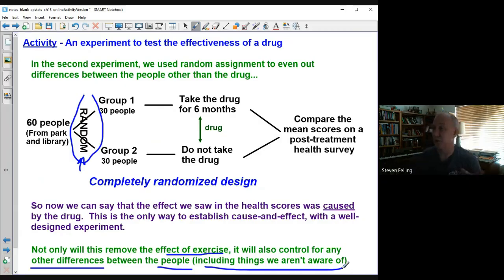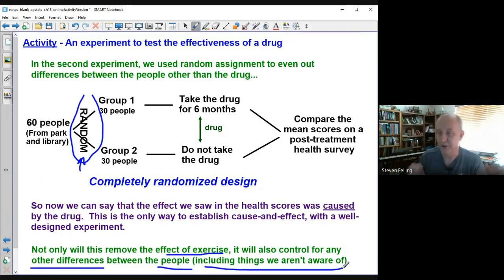There might be things we're not aware of, kind of like in the soup, right? Are you aware that somebody put peas in the soup? Well, maybe we're not aware of some difference between the people, and this will still average that out.